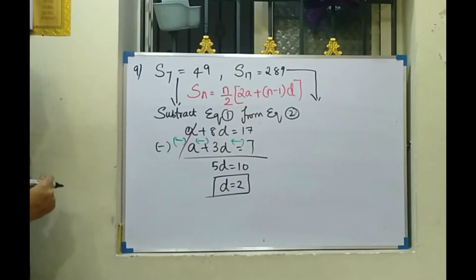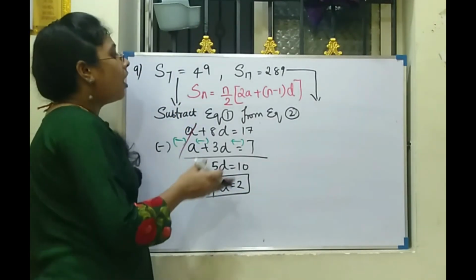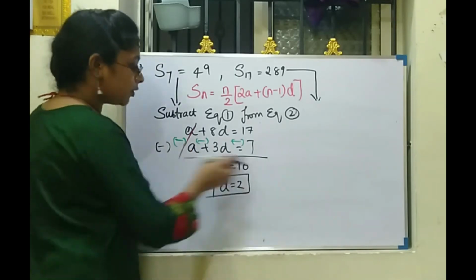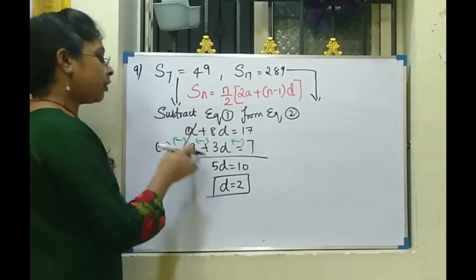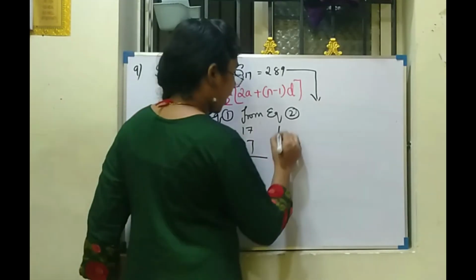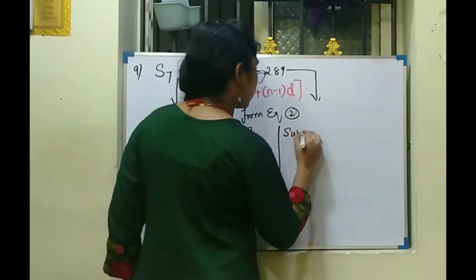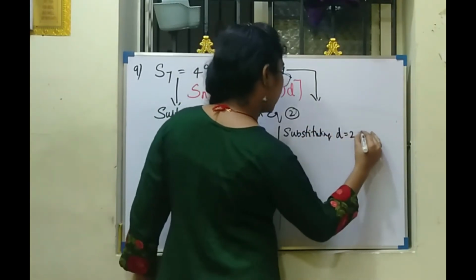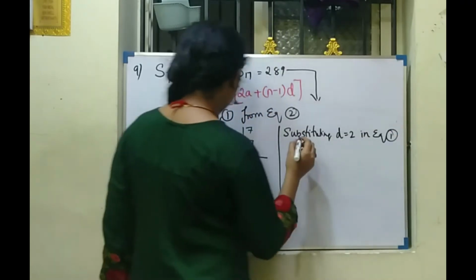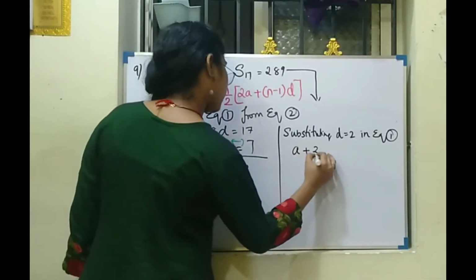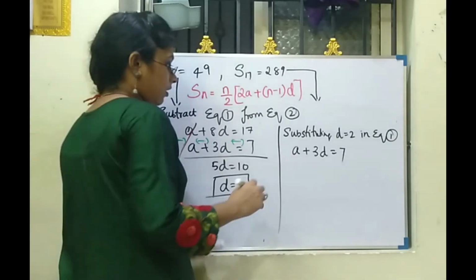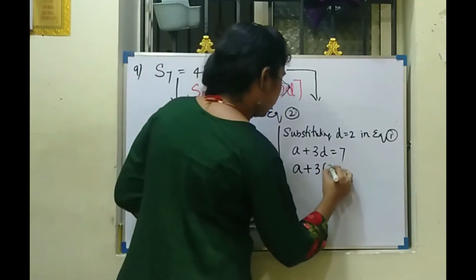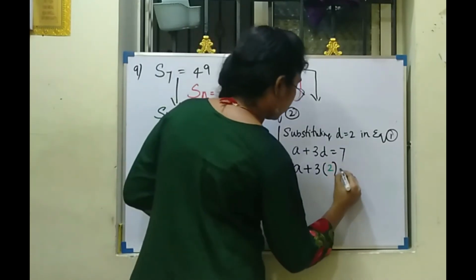Now what do I have to do? I know the value of D, so what do I need to do? I need to substitute this value of D in one of those equations. Okay, I am substituting D is equal to 2 in equation 1 because I felt that is easy. A plus 3 of 2 is equal to 7.